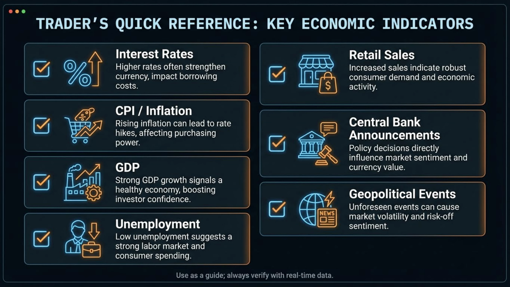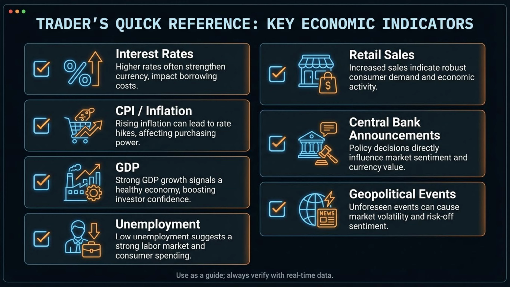A quick guide to the most important economic indicators that traders watch when analyzing the market. Interest rates play a major role because higher rates usually strengthen a currency and affect borrowing costs across the economy. CPI and inflation measure how quickly prices are rising. When inflation goes up, central banks may respond with rate hikes, which impact purchasing power and overall economic stability.